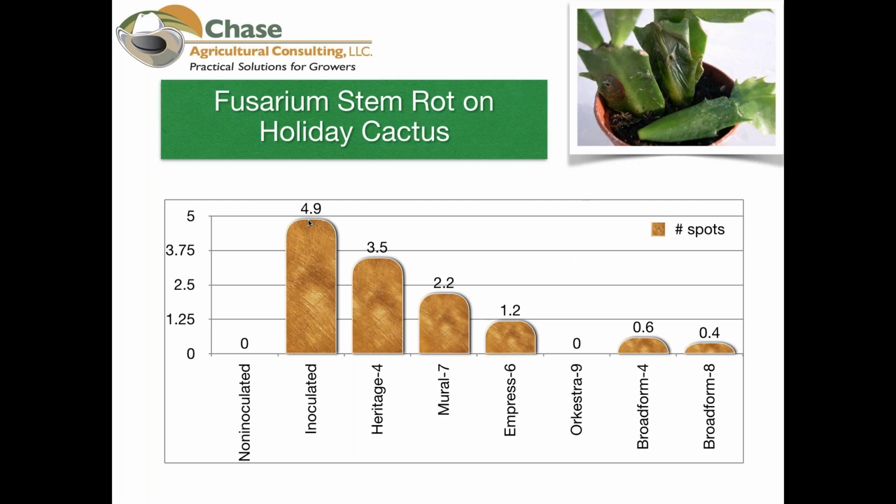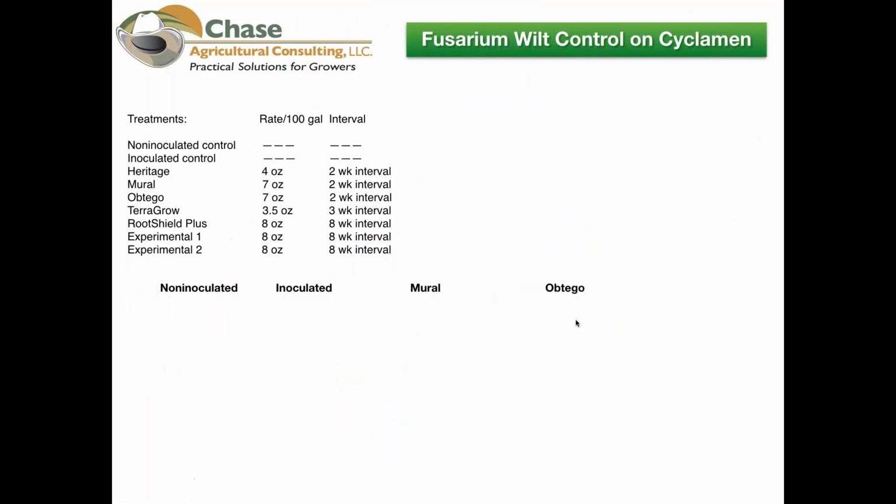What I'm showing you here, a rating of 5, number of spots. So we had a maximum of 5 spots per plant for the inoculated. The Heritage did a little bit, but not that good. Orchestra was the best. So these chemicals all have strobilurins in them, and they are not equal. So again, just to give you a little heads up, if a new strobilurin comes to your registration process, it is possible that it may work better on certain diseases than the ones you already have.